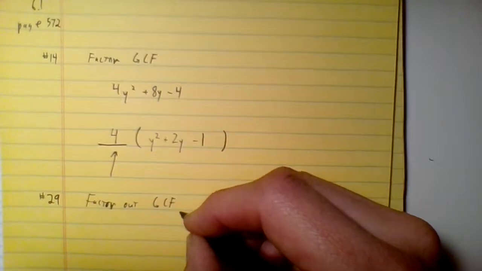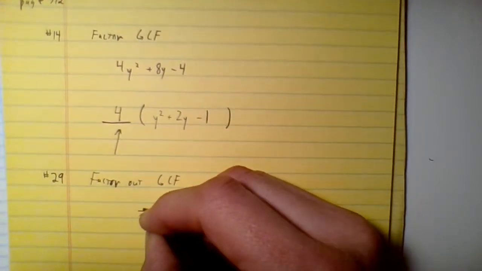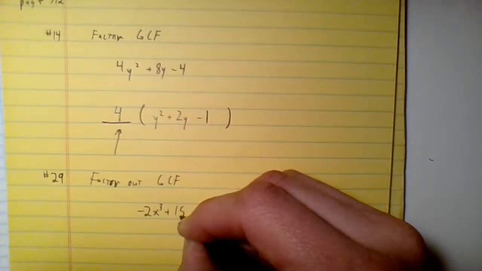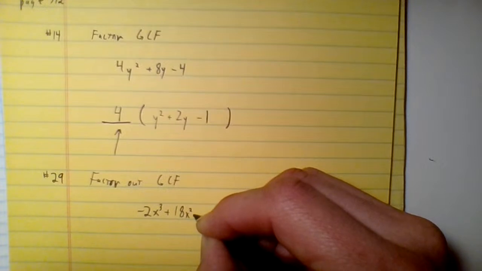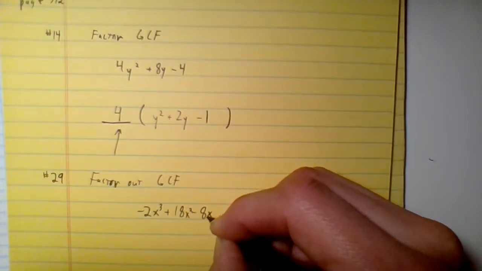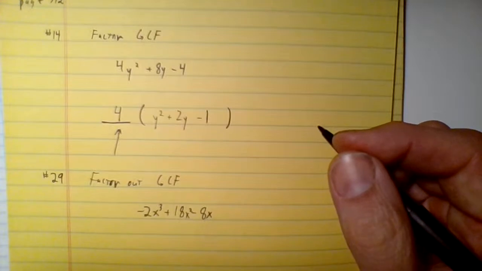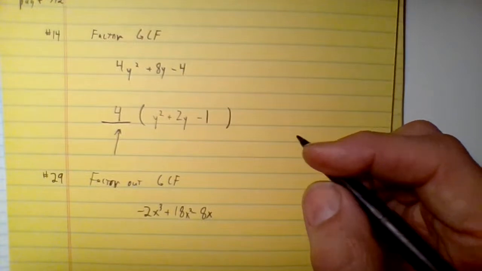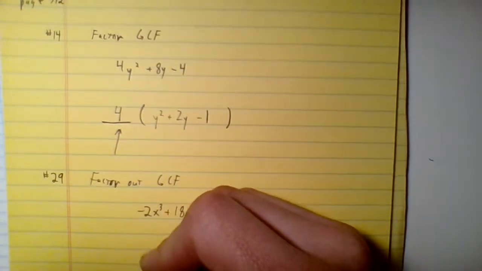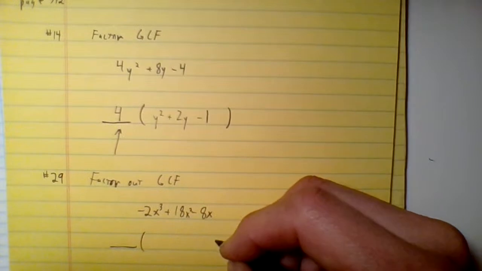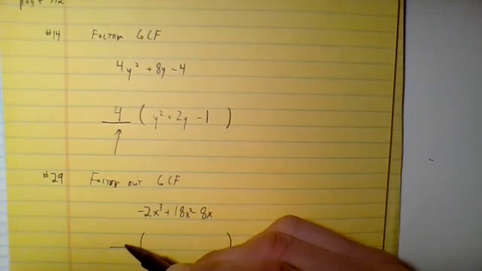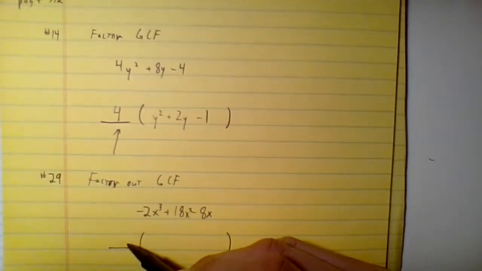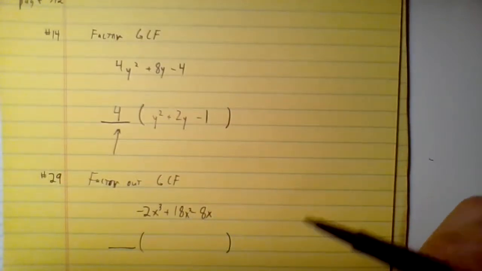From this polynomial, negative 2x to the third plus 18x squared minus 8x. I've got to figure out what that GCF is. First, the first thing is to identify what that GCF is, and then you actually factor it out, or actually do the division. So you need to know what monomial I can use here that'll go into all of these. One step at a time.